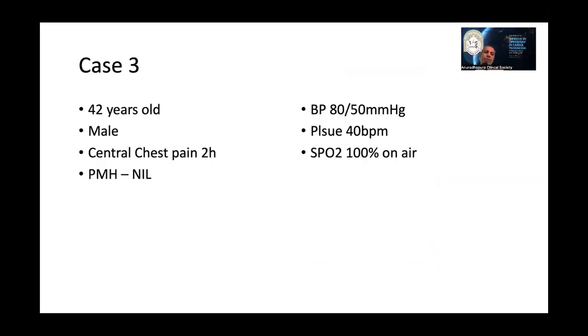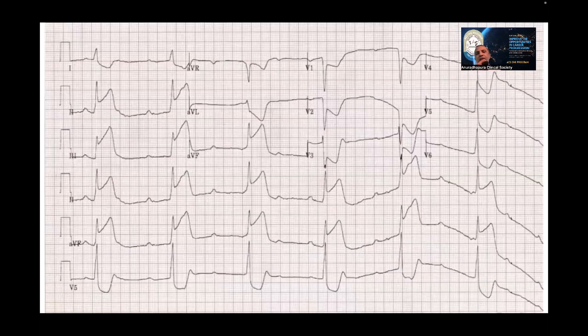This is a 42-year-old male with central chest pain, past medical history nil, admitted with very low BP, pulse rate of 40, saturation normal. This is the ECG on admission. You see ST elevation with low blood pressure and complete heart block. How to approach this patient? If you can still do primary PCI with pacing, that is ideal, but otherwise you give atropine. Atropine will improve the heart rate and sometimes the blood pressure as well. And you can give atropine and fluid.